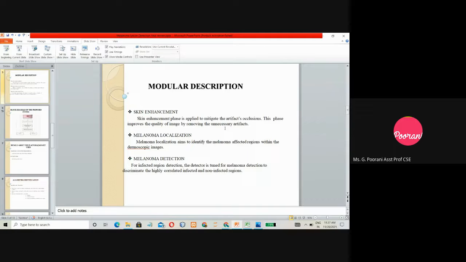After explaining, if it is skin enhancement, you have to write some contents about it. Then what is the output you got from that? Then again, melanoma localization: what is the output you got and what is its explanation? Likewise you have to add some more points, because here there is no implementation part. You have given the modular description and directly gone to the block diagram.